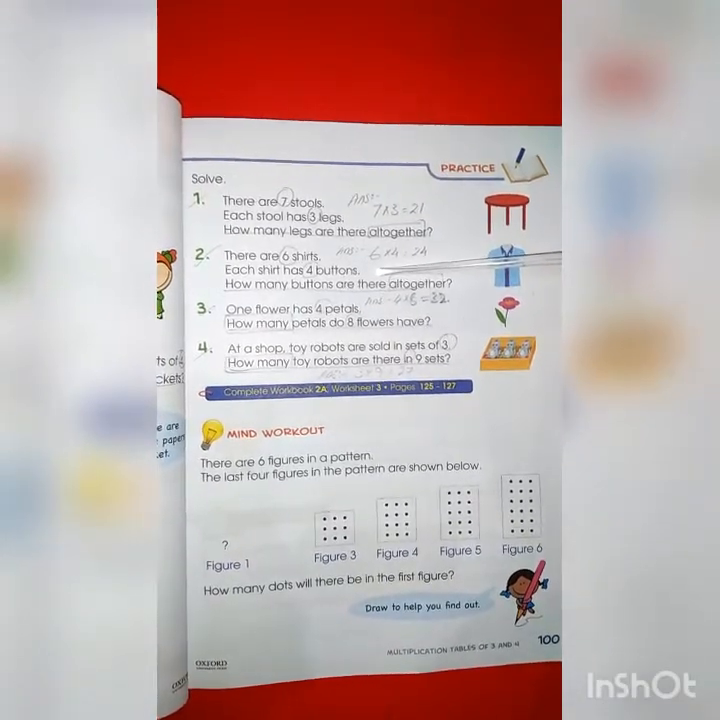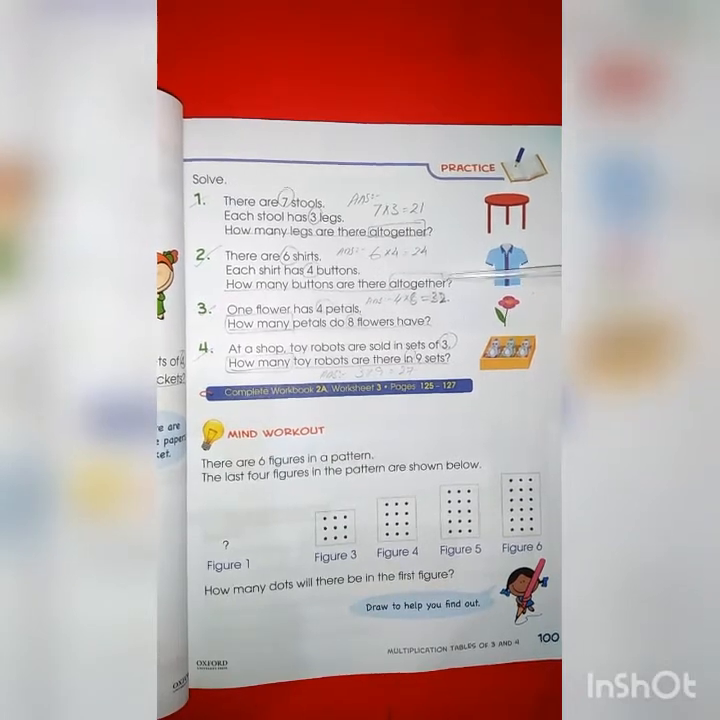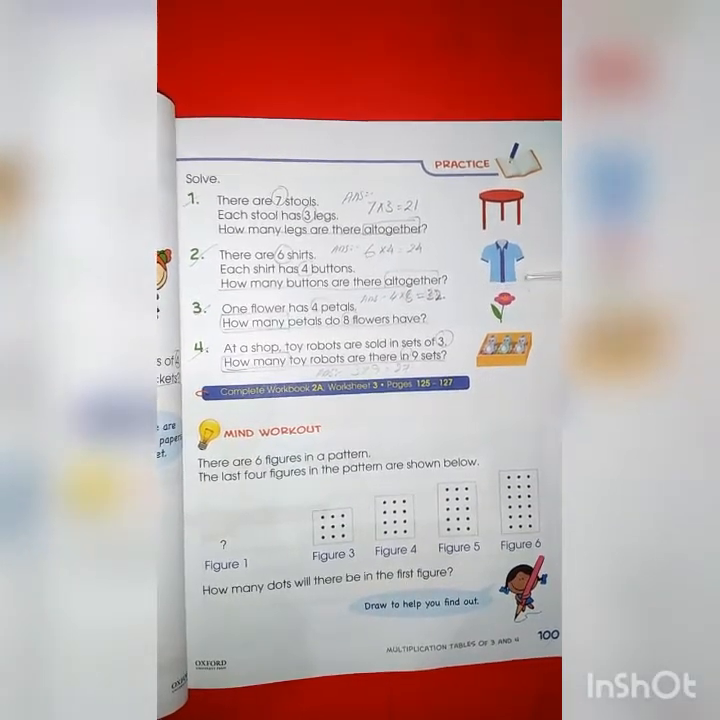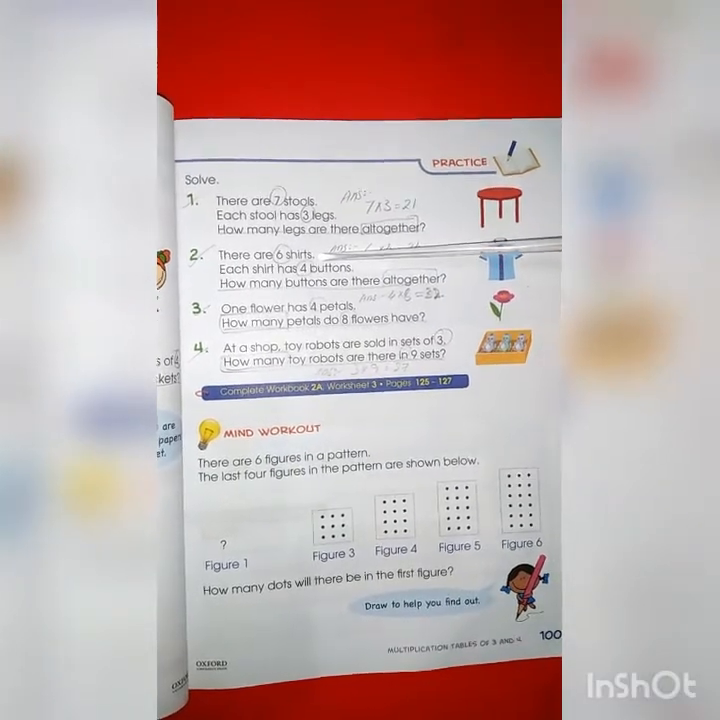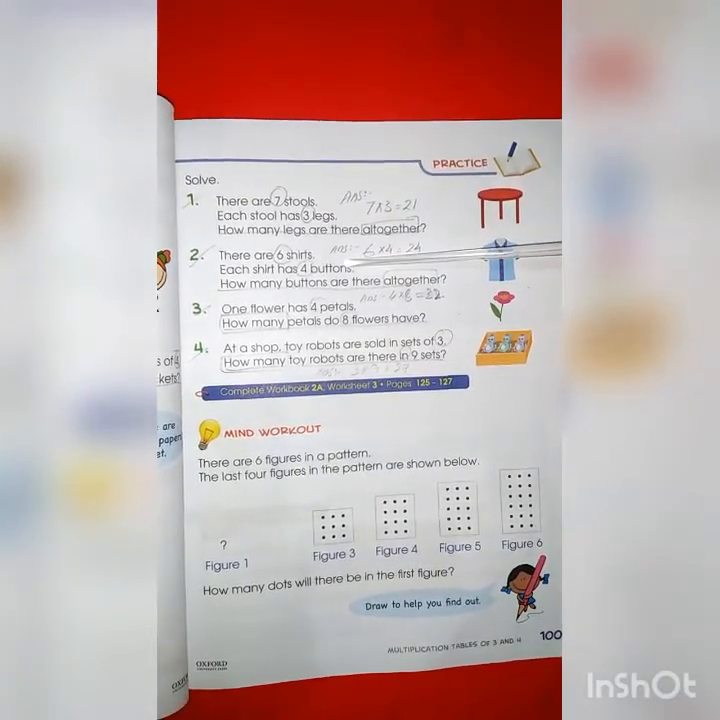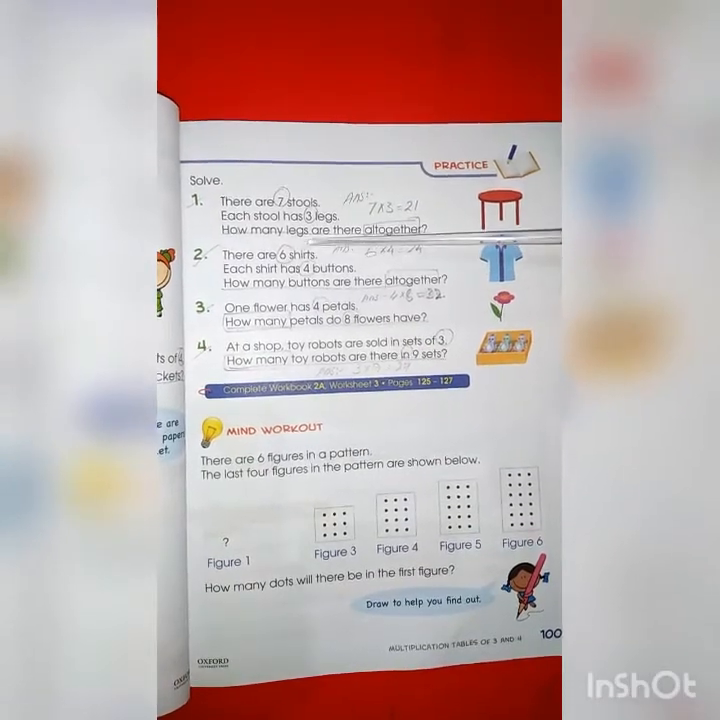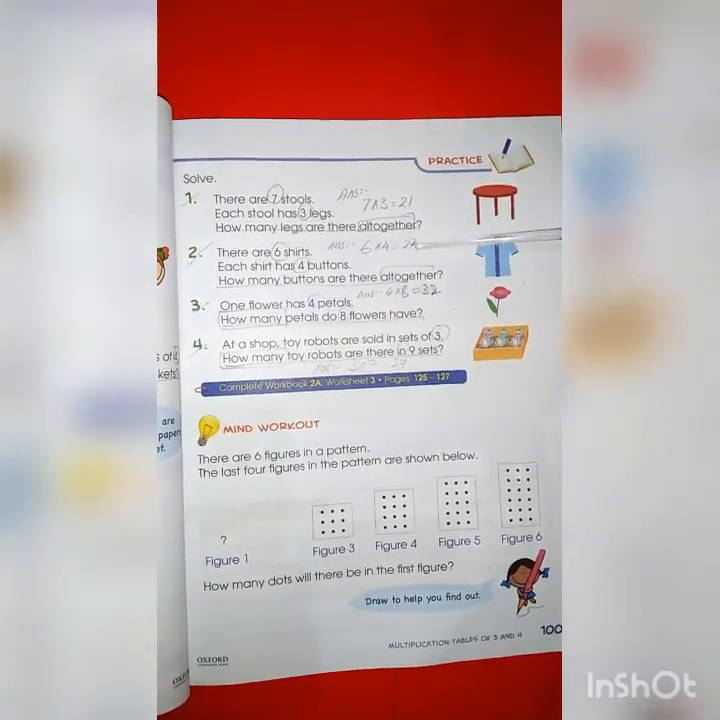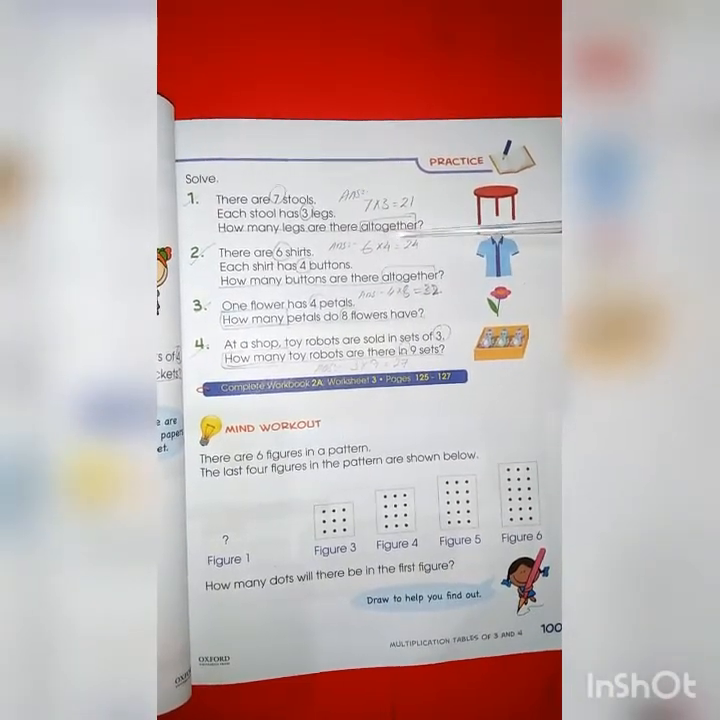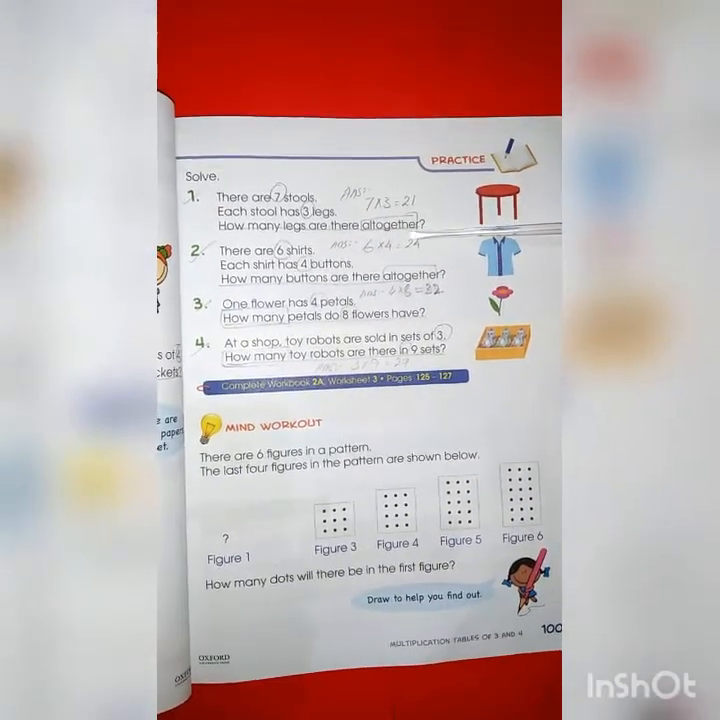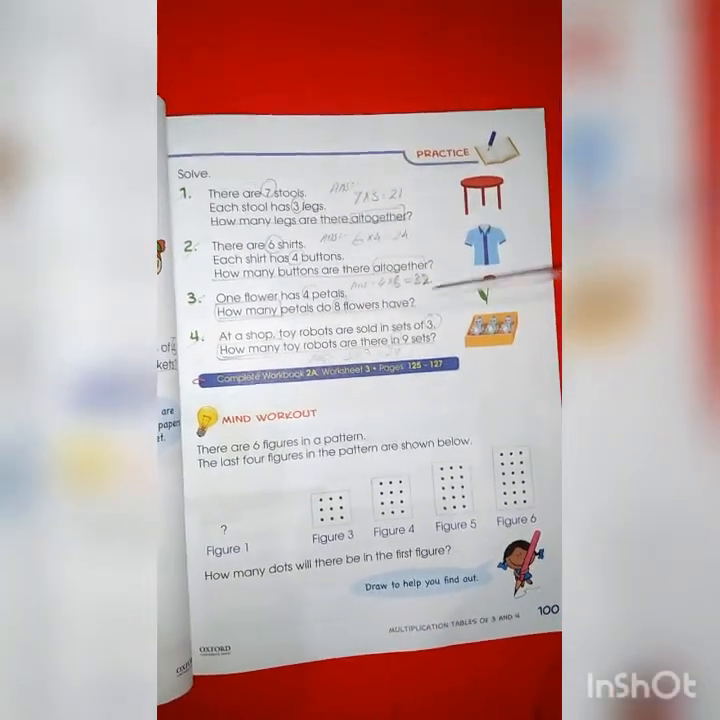Okay, number 2. There are 6 shirts. Each shirt has 4 buttons. How many buttons are there all together? It is a shirt and it has 4 buttons. If we have 6 shirts and each shirt has 4 buttons, then how many buttons are there all together? We will multiply 6 with 4. We will get 24. 6 4s are 24, and 6 4 times is equal to 24. So 24 buttons are there all together.